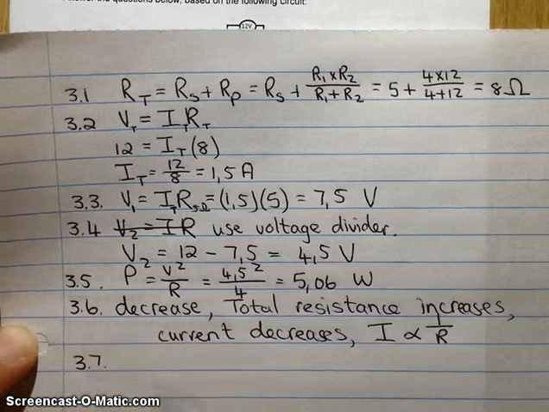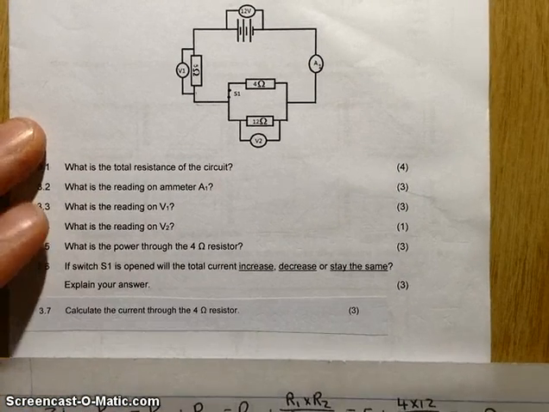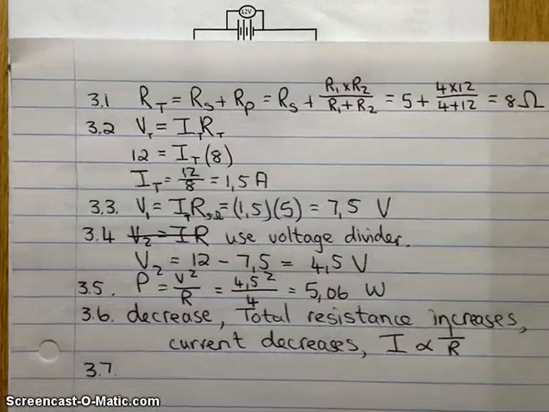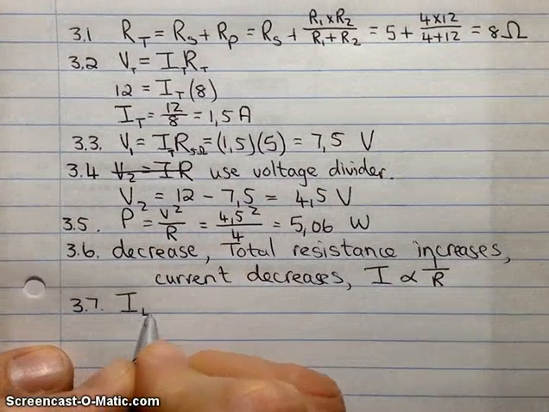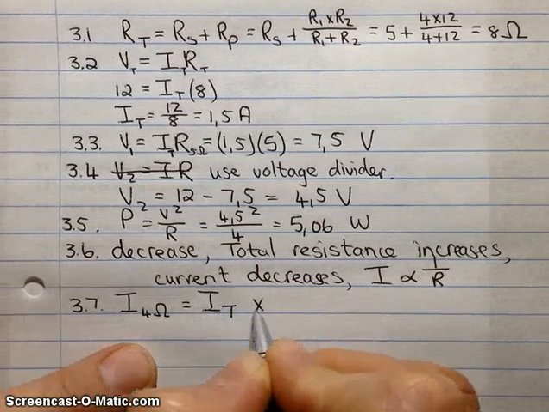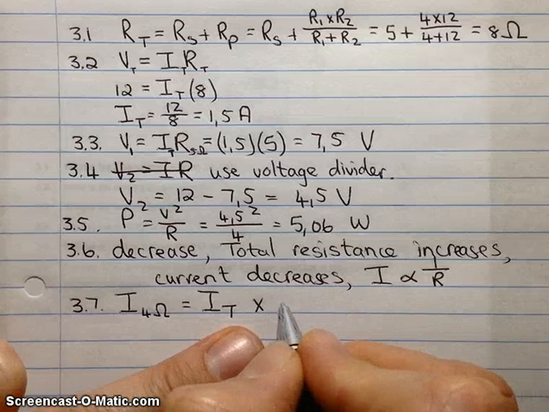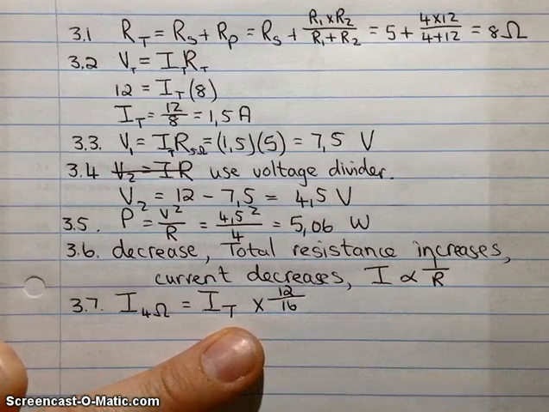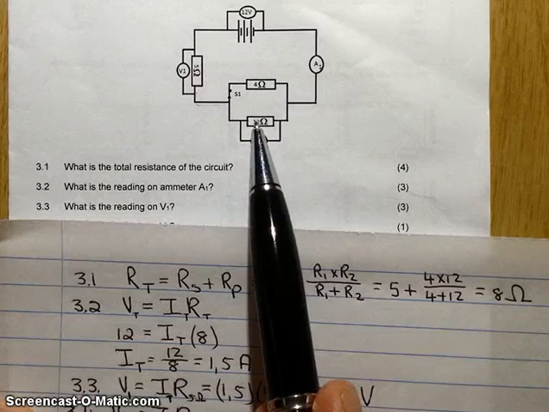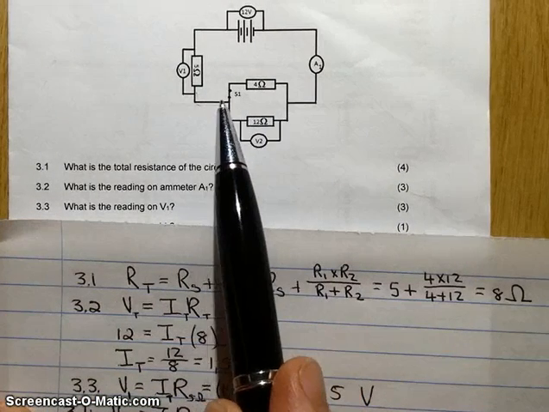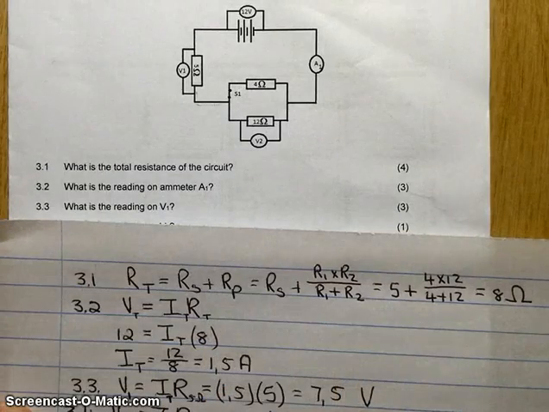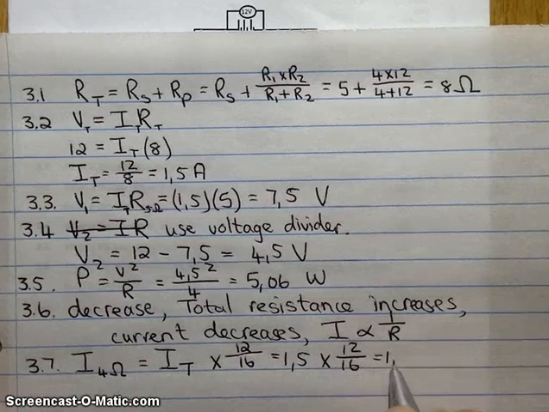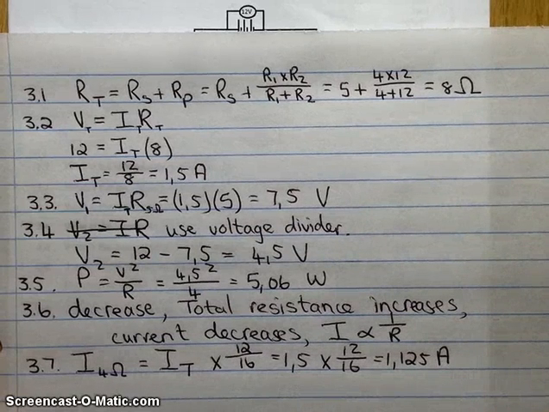And then I've added another question to calculate the current through the 4 ohm resistor. Now I want to use the ratio solution for this. The current through the 4 ohm equals the total current that splits up into a ratio of, now there's a 4 and a 12 branch, so 4 plus 12 is 16 parts, and the ratio that will go through the 4 ohm resistor is 12 parts out of the 16. The biggest portion of the current flows through the smallest resistor. So it is 1,5 times 12 over 16 equals 1,125 ampere. That's all for this example.